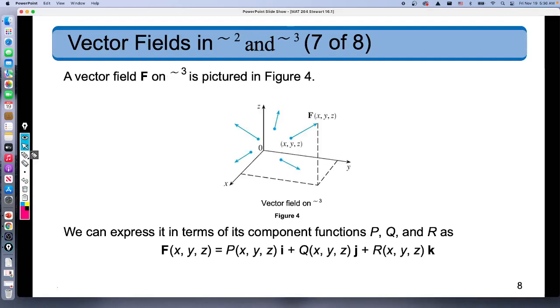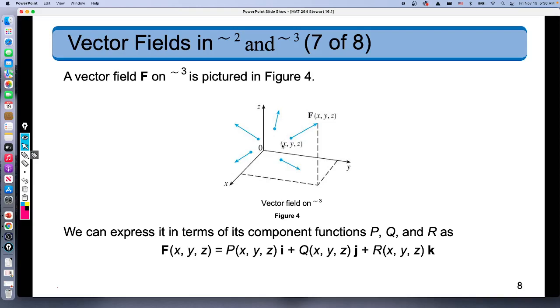Okay, and we're in three-dimensional space. So again, the same thing: any point x, y, z becomes attached, so we can plug those values into the function. We get a direction and a magnitude of a vector coming from that point. And then each point has a vector associated with it.